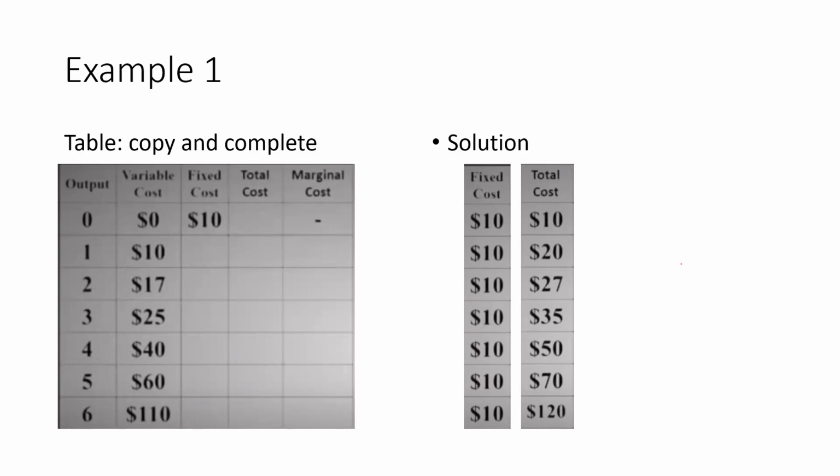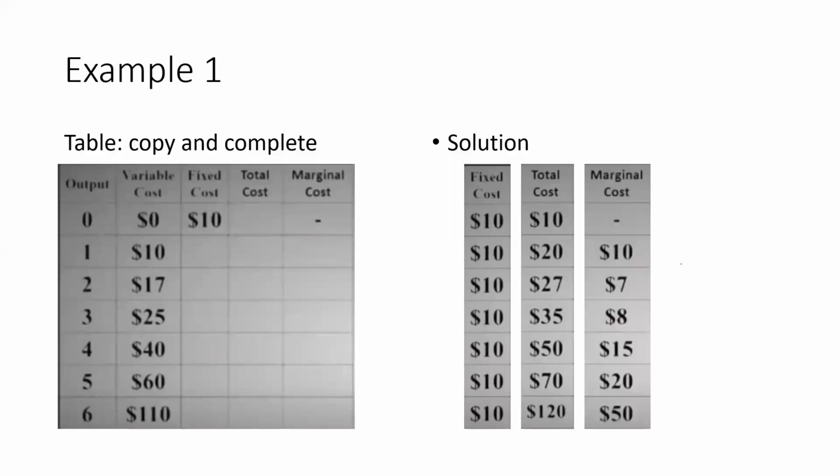For the third row, 7. For the fourth row, 8. Okay, I think you're on point. So we have marginal cost to be 10, 7, 8, 15, 20, 50. Yeah, very correct. So this is going to be the marginal cost output.